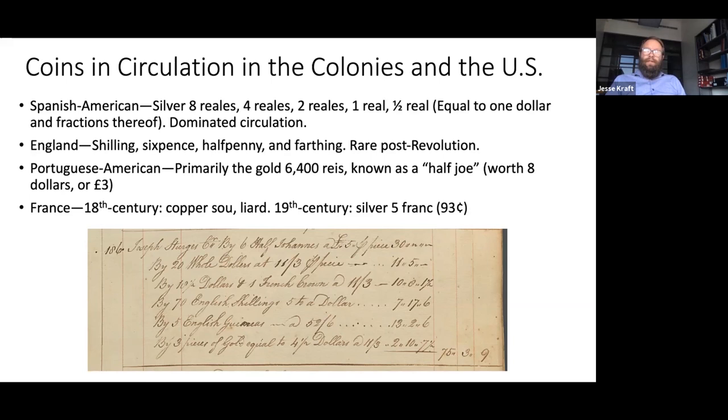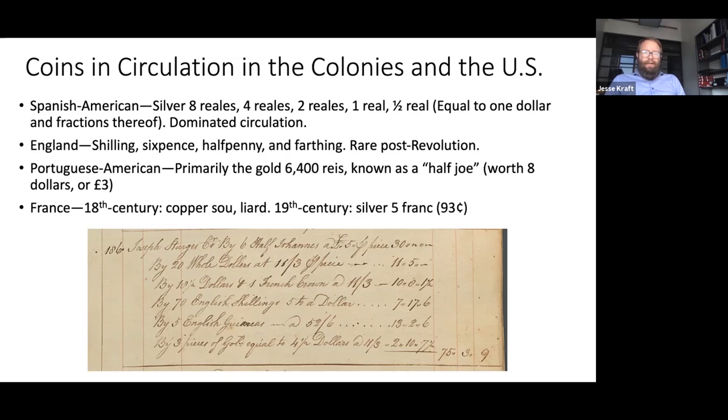Now at the bottom here, this is an entry from the account book of Philadelphia goldsmith Thomas Shields. And I love this entry because it's all within a single purchase. He used every single one of the coins I just talked about. 6 half joes at £5 each.